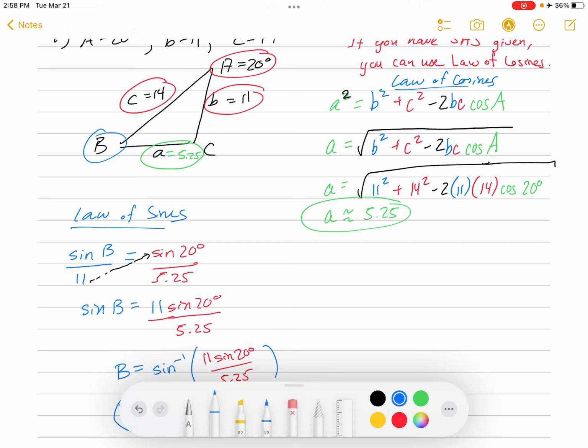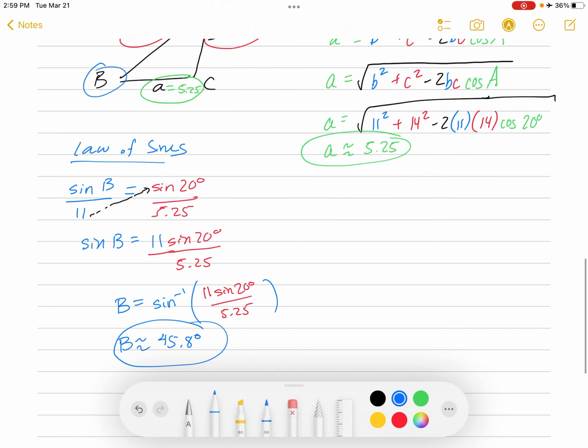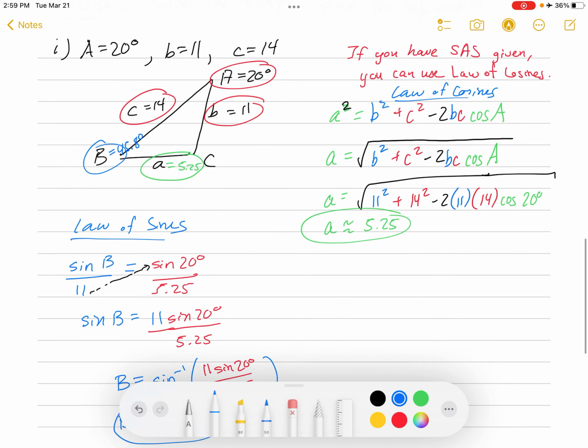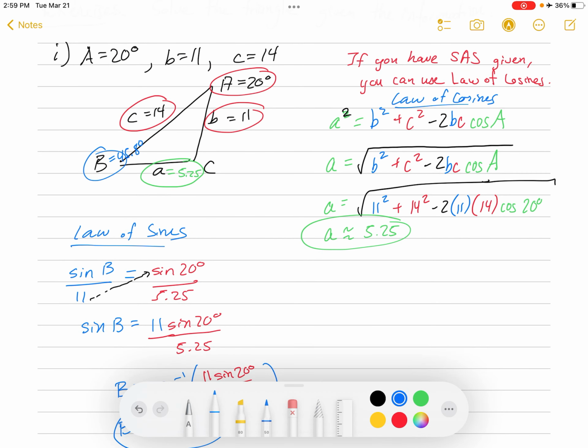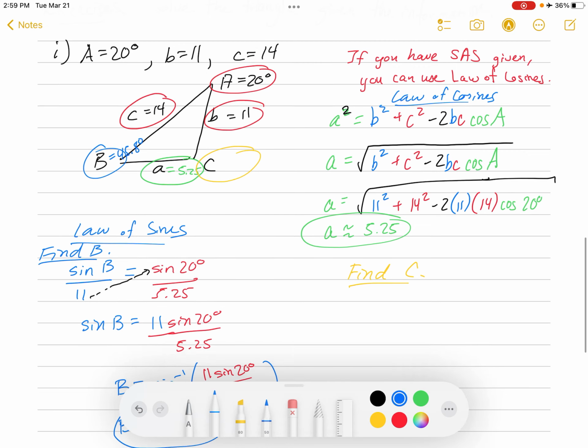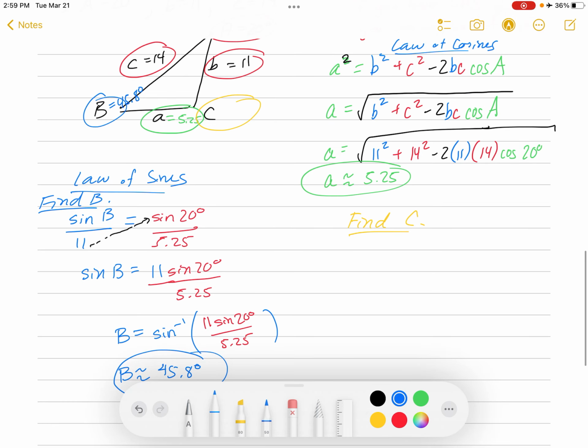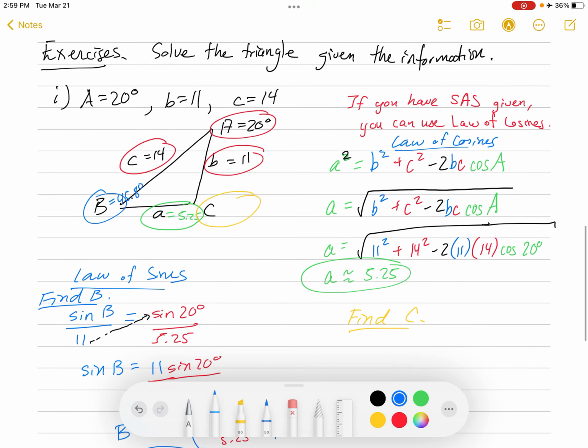Yep, 45.8. All right. So what do we have to find next? We got 45.8 for big B. Then we have to find big C. So we found big B. Now we find big C.